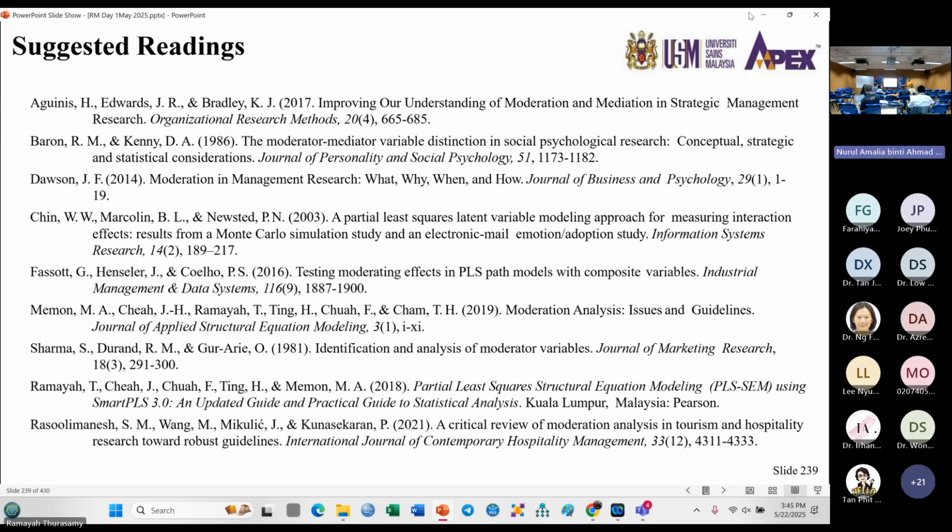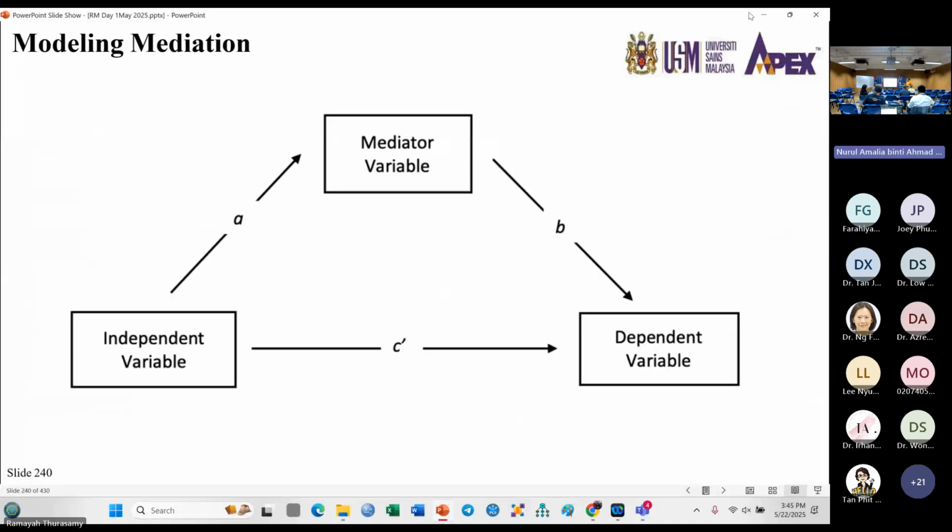They're really fast. Okay, any questions on the moderation analysis before we look at mediation? Okay, next we will look at mediation. Okay, mediation is going to look something like this.